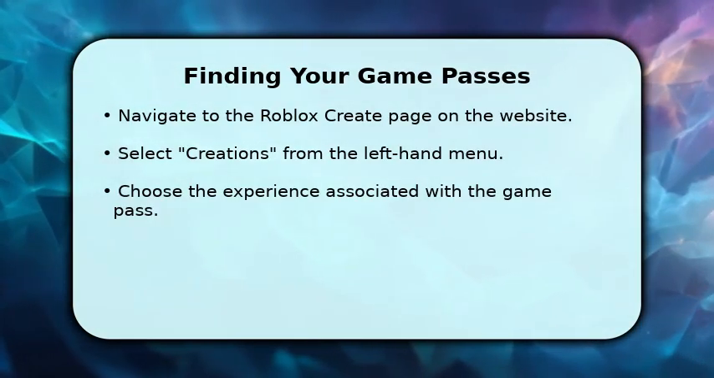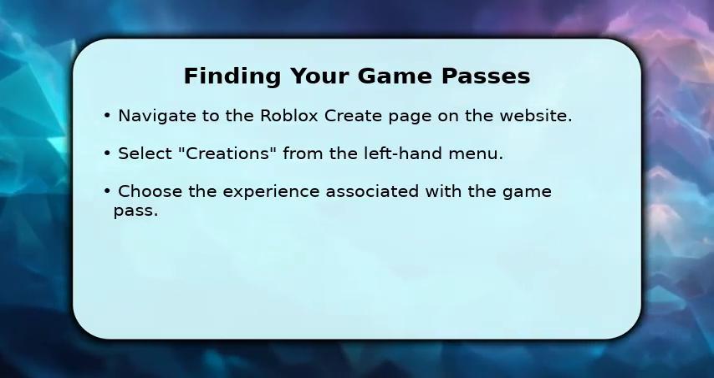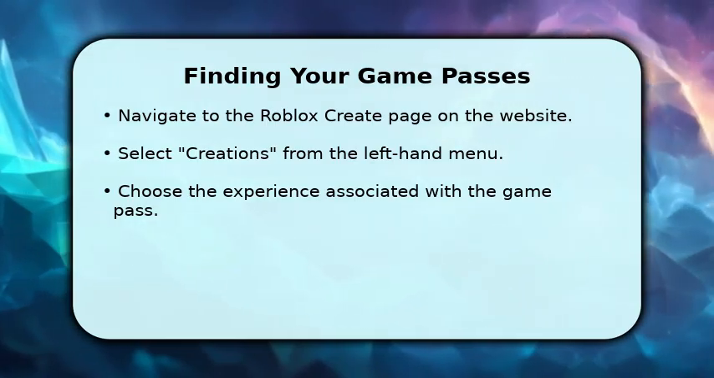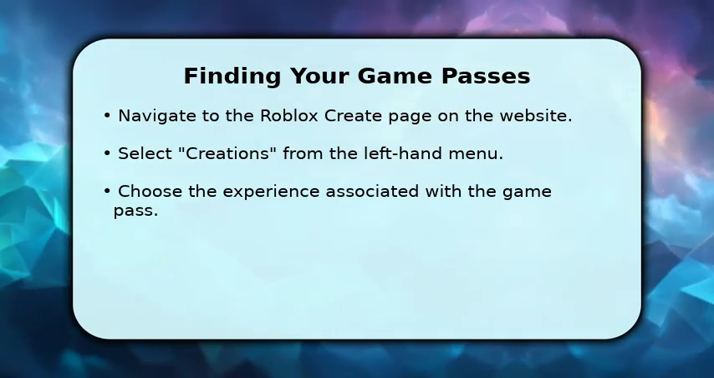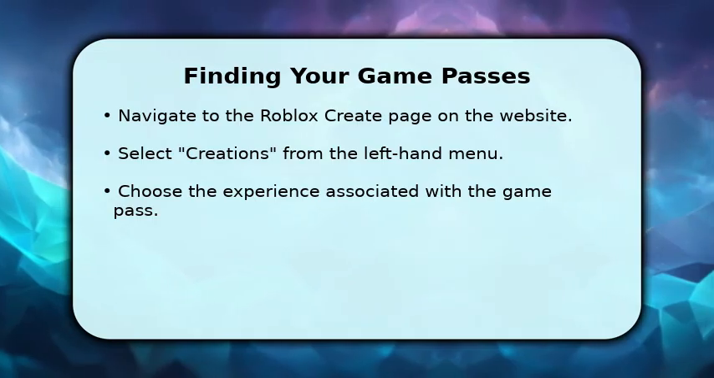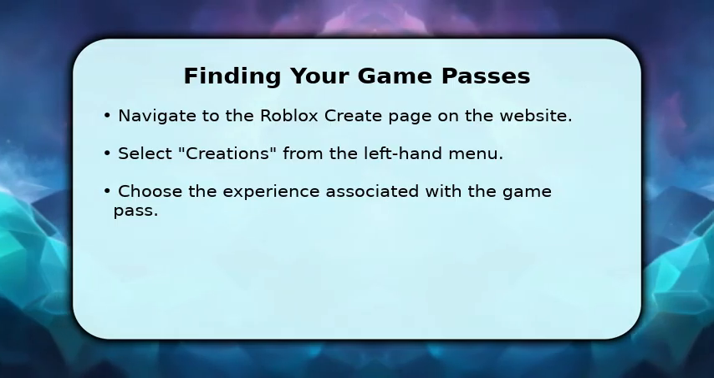First, open your web browser and go to the Roblox Create page. On the left side of the screen, you will see a menu. Select Creations from this list. Next, find and click on the specific experience that contains the Game Pass you want to manage. Within that experience's settings, look for associated items and then click on Game Passes to view all your created passes.